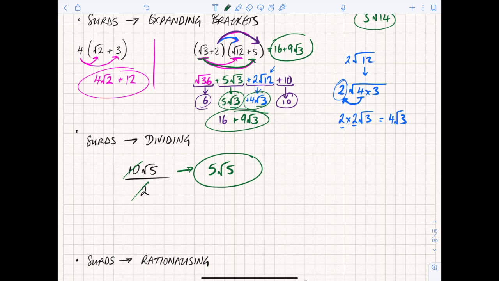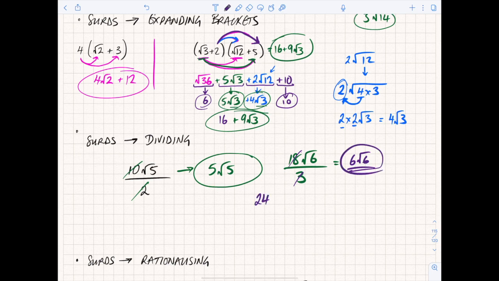So let's look at another example. Let's say I had 18 root 6 over 3. It'd be really easy for you to think about the fact that you need to do 6 divided by 3 would give you root 2, but you mustn't do that, okay? So 18 divided by 3 we can do. We end up with 6, but the root 6 stays the same. So that would be your answer.